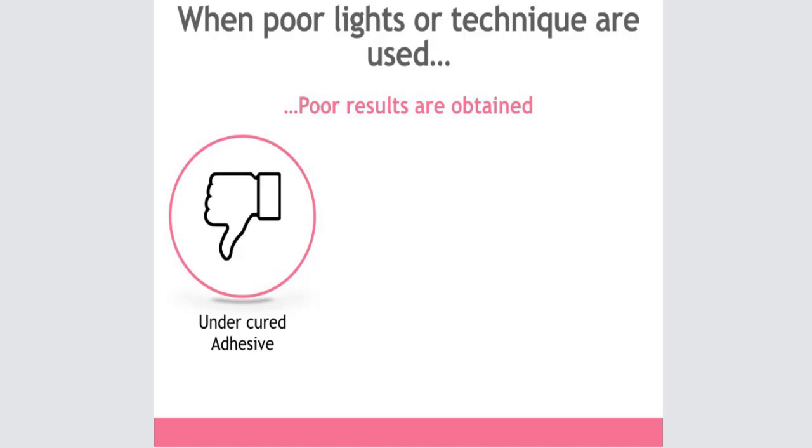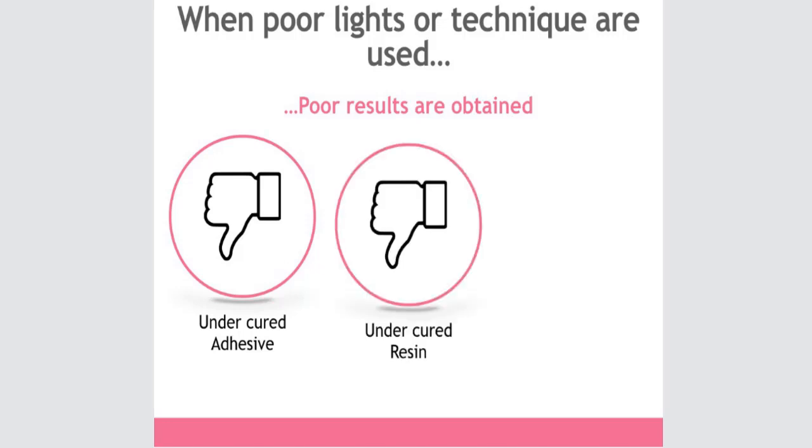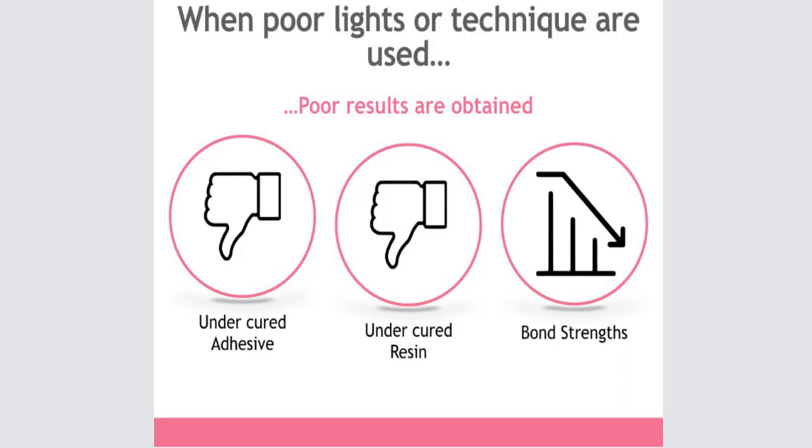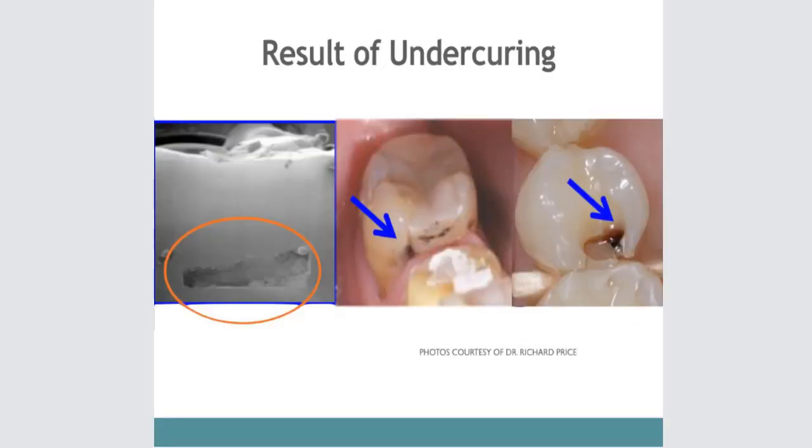So if we think about it, if we've got undercured adhesives, we're going to get poor results overall. If we undercure our resins, no manufacturer tells us that an undercured resin is acceptable, right? No manufacturer tells us that undercured adhesives are acceptable. So we have to make sure that our lights are curing these adhesives and these resins. And of course, if the adhesive and the resins are not cured, then our bond strengths are pretty much zero and go out the window.